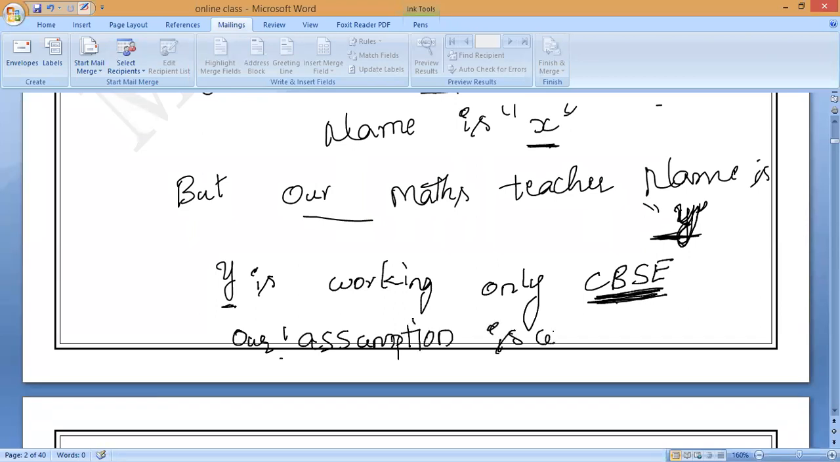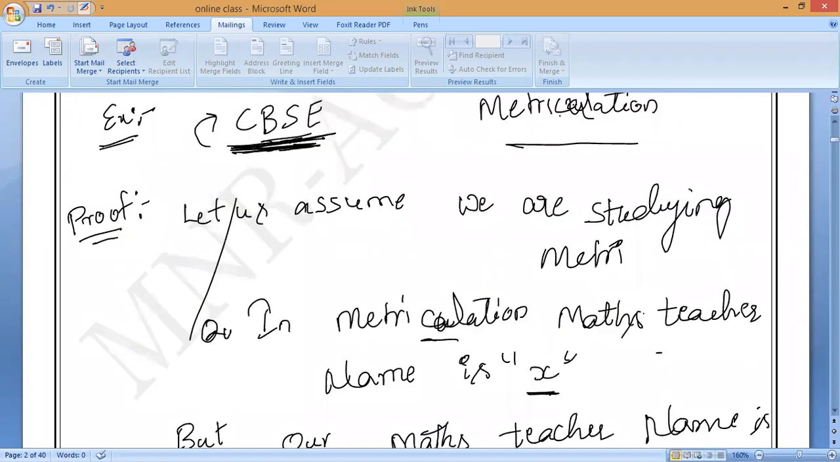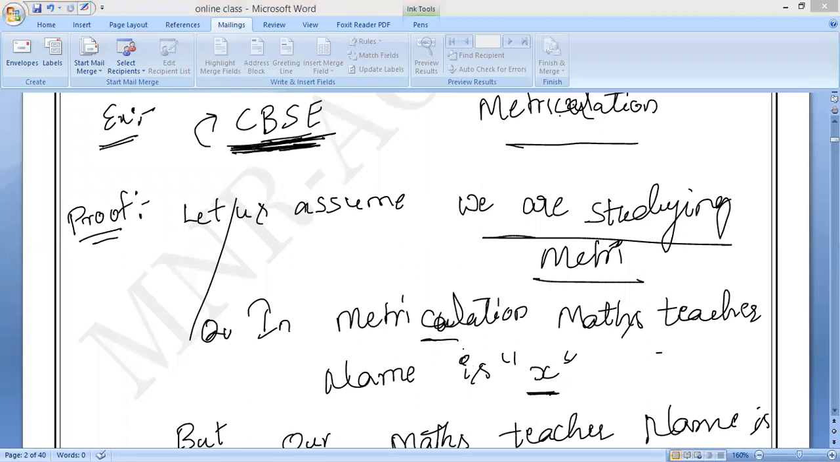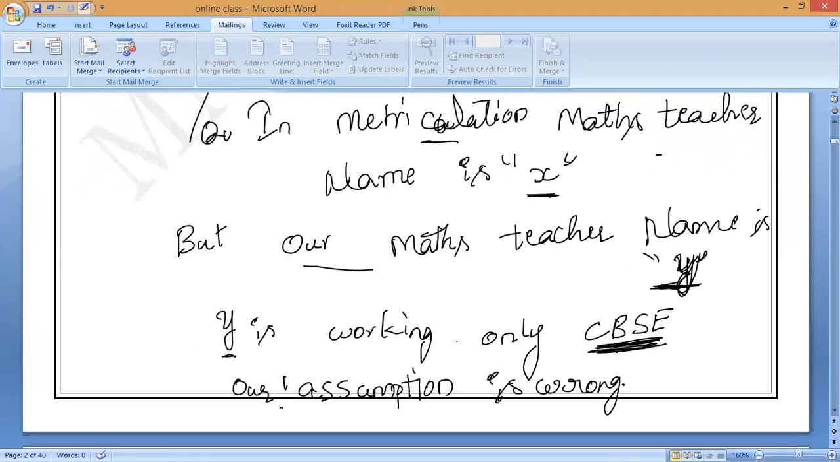is wrong. What is our assumption? Say anyone. Can you speak? What have we assumed? We are matriculation students, sir. We are studying in matriculation, not CBSE. That is our assumption. We have assumed that we are studying in matriculation, but our maths teacher is Y and the matriculation maths teacher is X. Our maths teacher Y is working only in CBSE. So automatically our assumption becomes wrong, correct or not? Wrong.